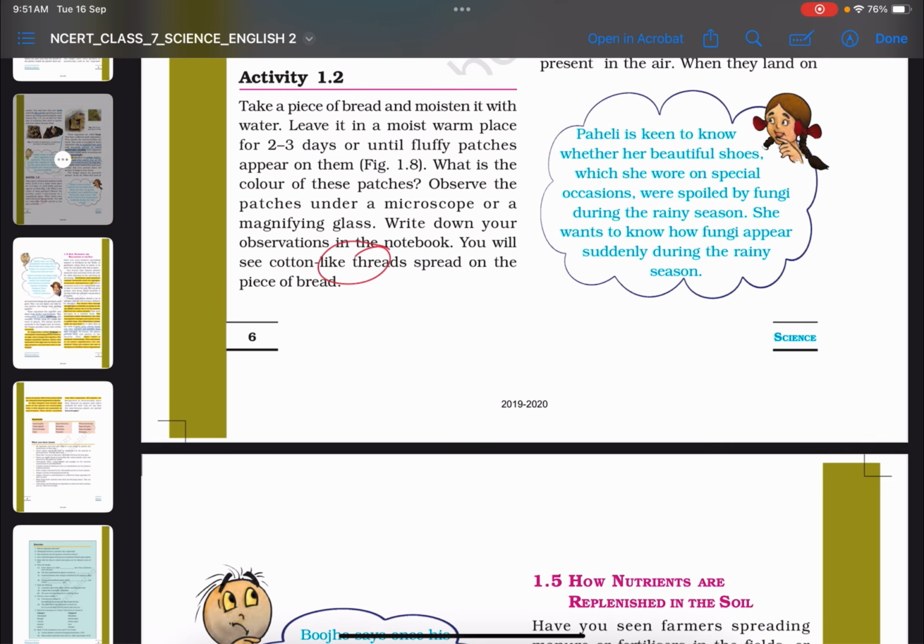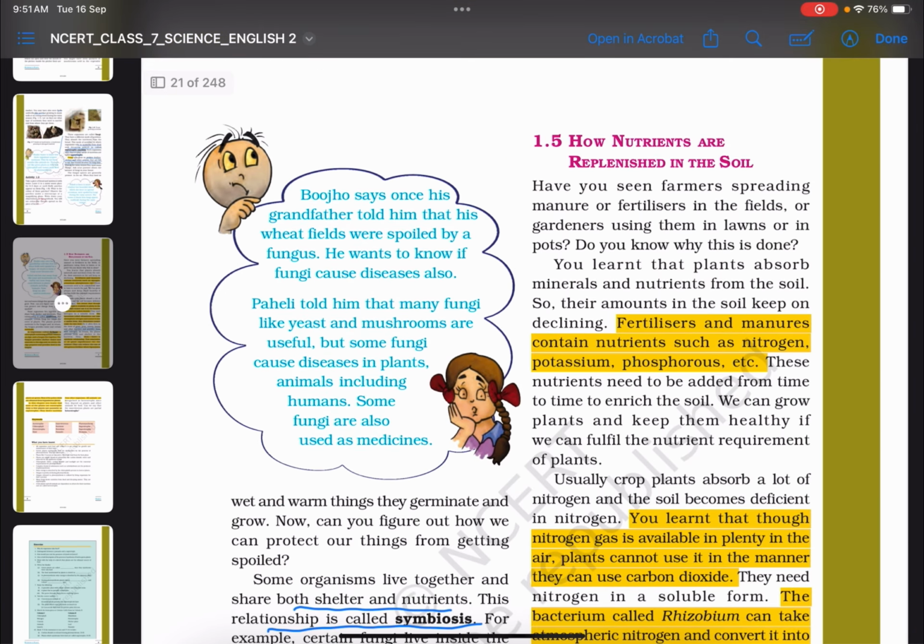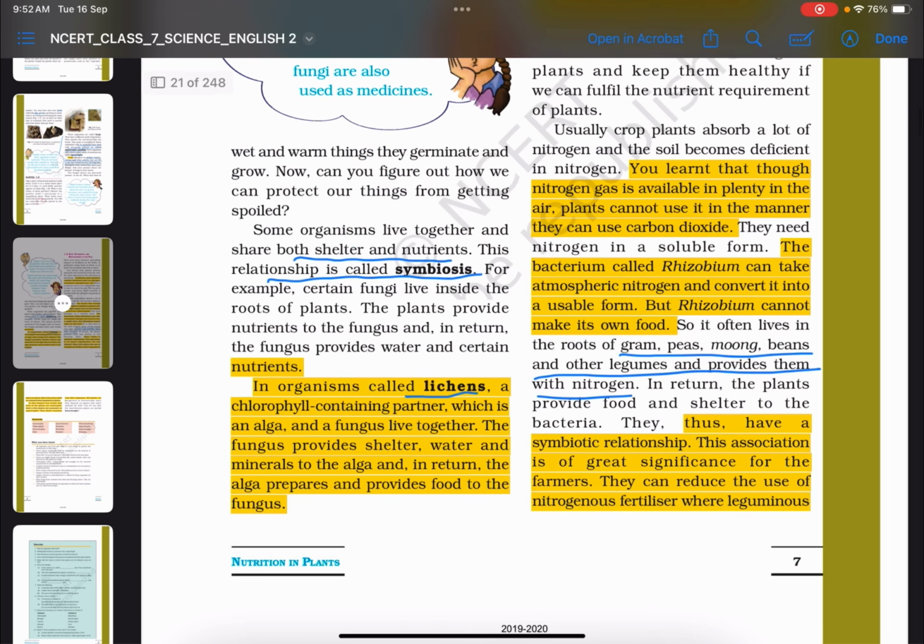Paheli is keen to know whether her beautiful shoes which she wore on special occasions were spoiled by fungi during the rainy season. She wants to know how fungi appear suddenly during the rainy season. Puzo says once his grandfather told him that his wheat fields are spoiled by a fungus. He wants to know if fungi cause diseases also. Paheli told him that many fungi like yeast and mushrooms are useful, but some fungi cause diseases in plants, animals, including humans. Some fungi are also used as medicines.